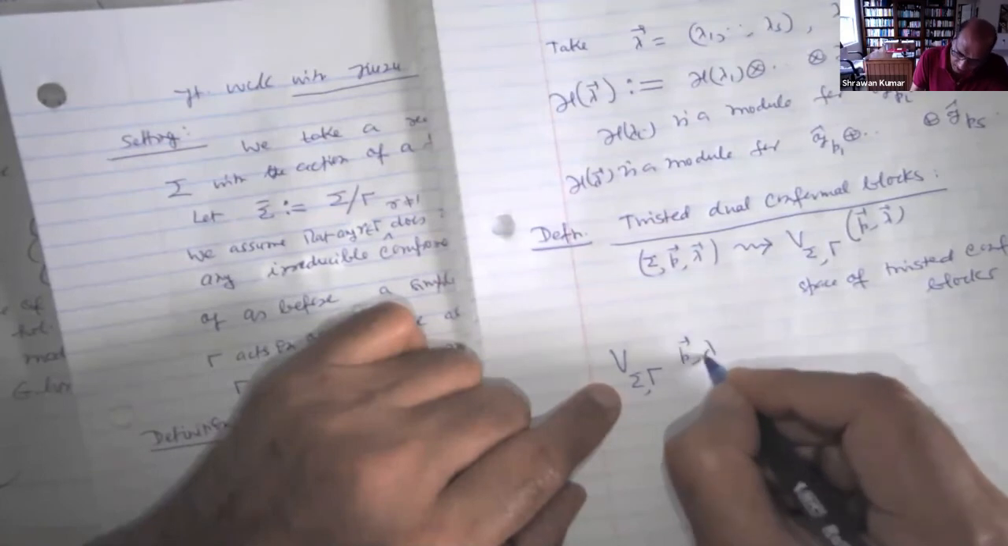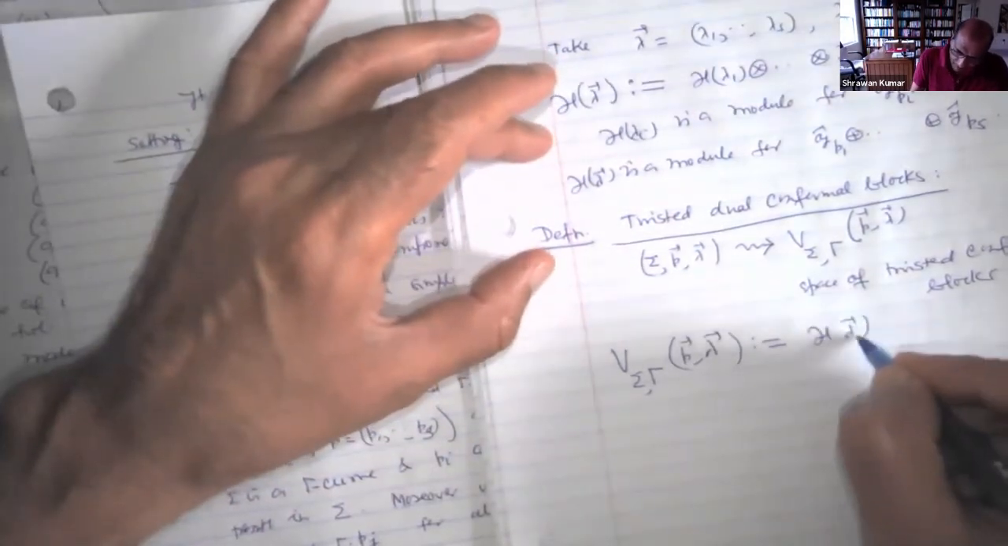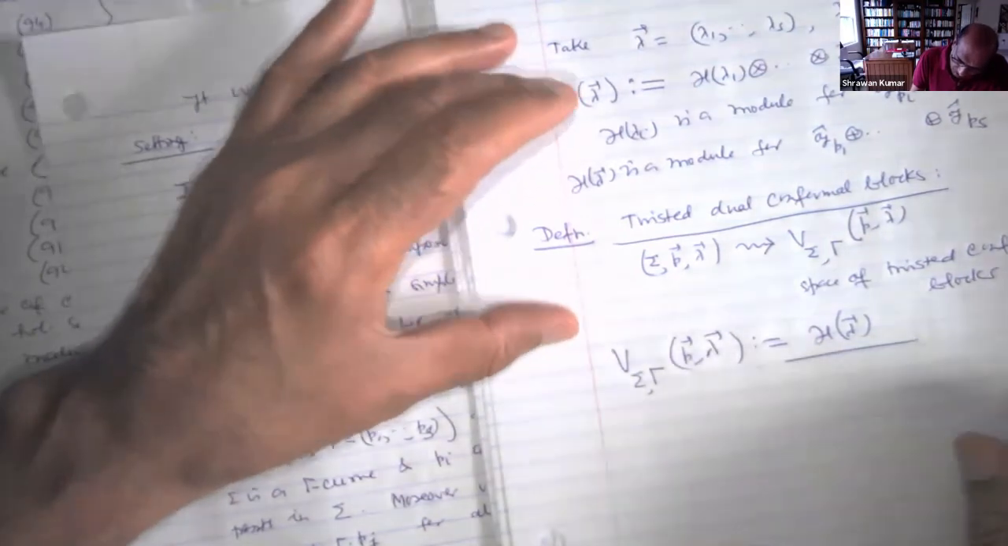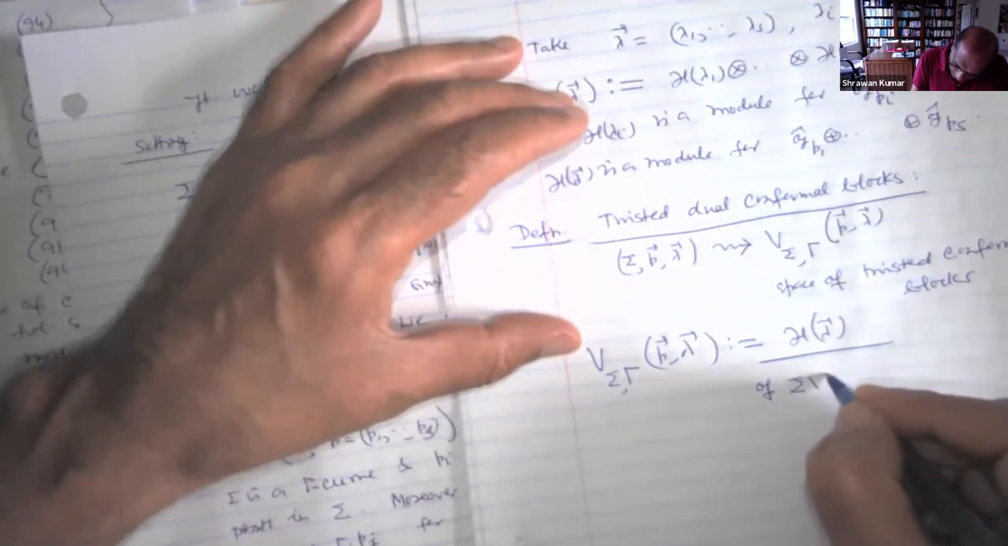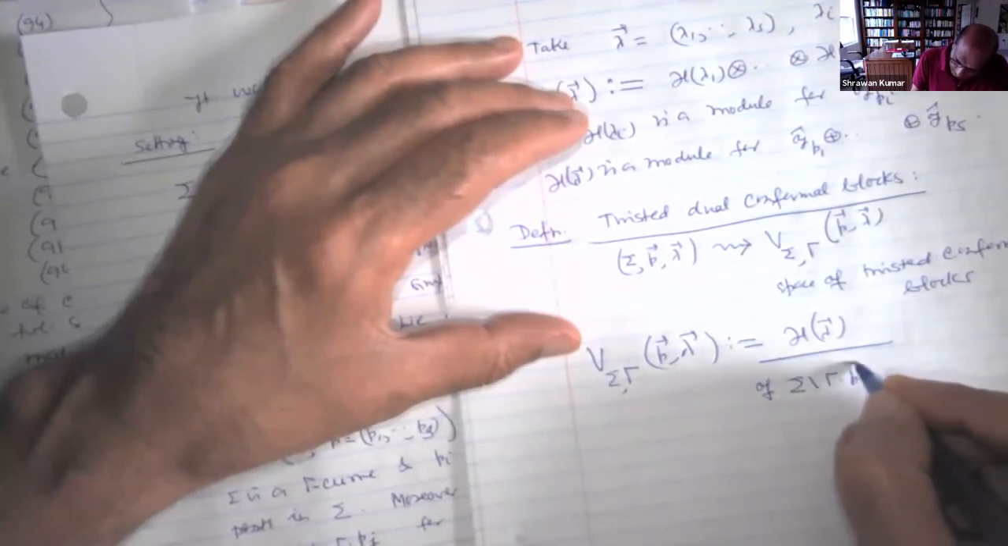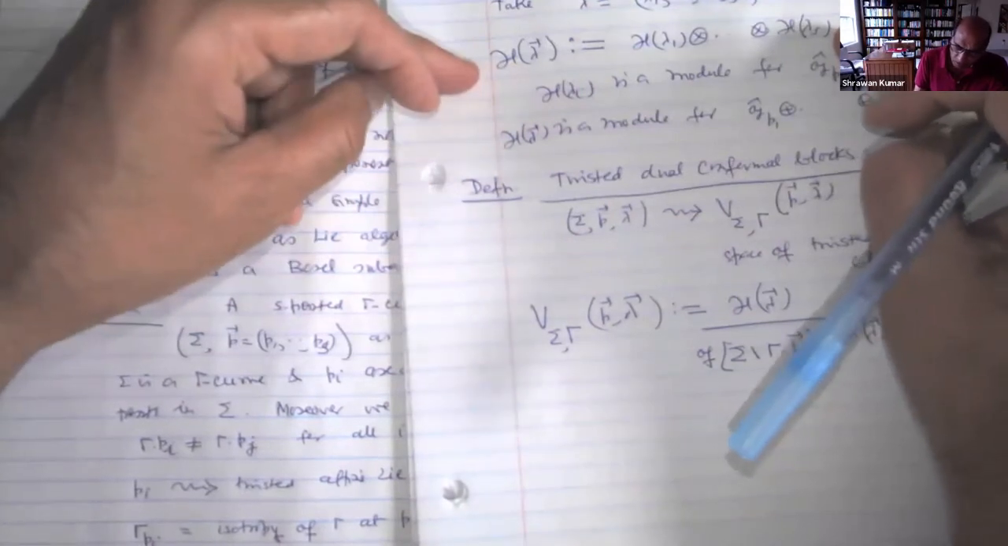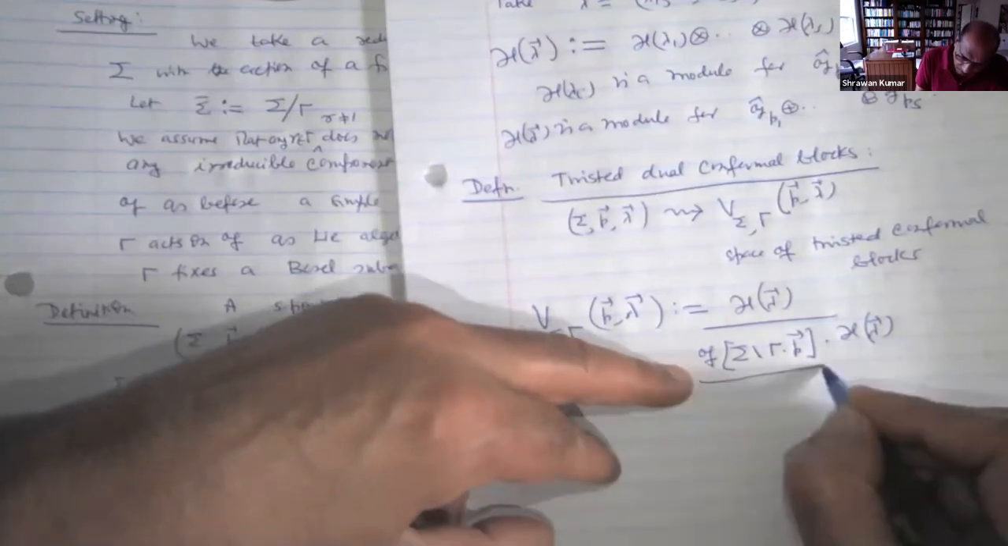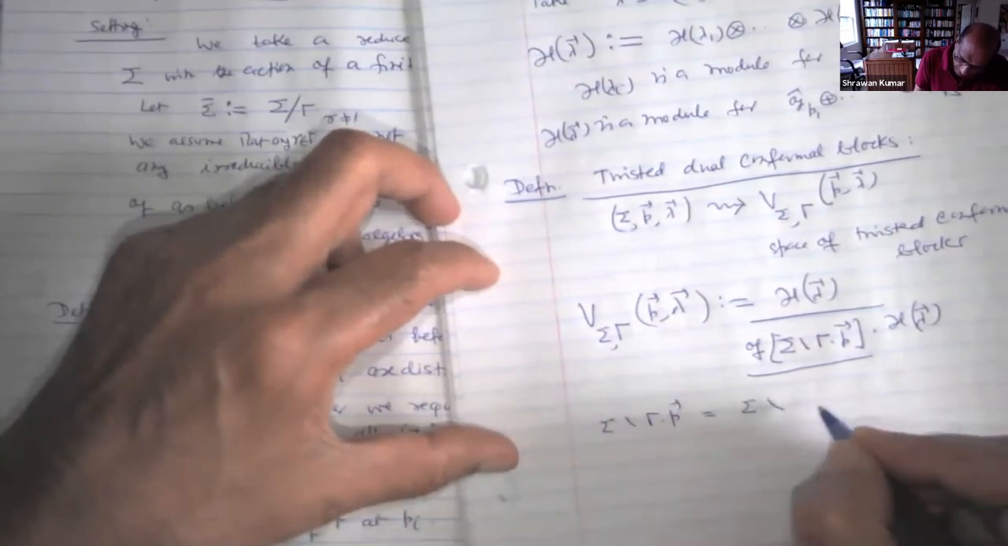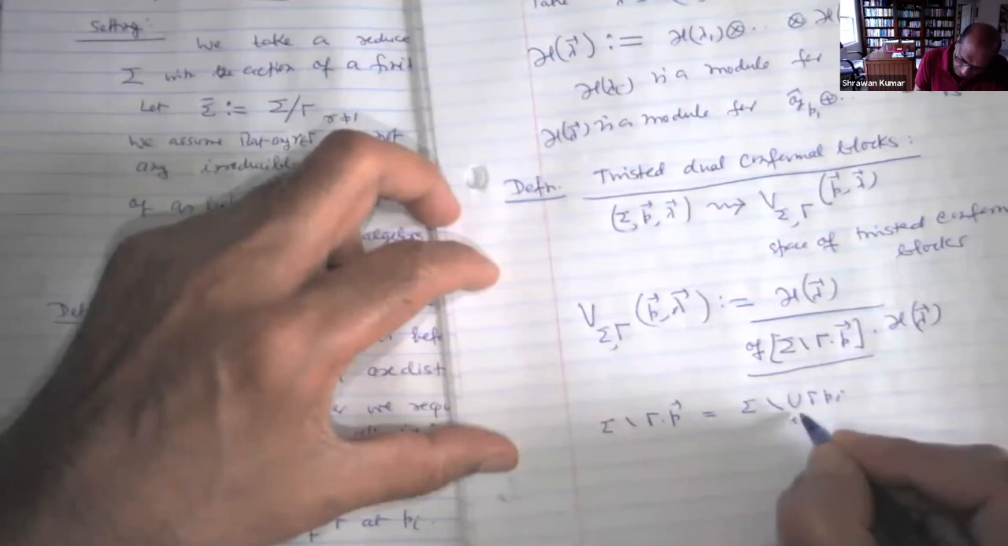So this is defined by taking H lambda, just as before. And now we take g sigma minus gamma P, I will explain that in a minute, acting on H lambda. So what are we doing here? We take this H lambda, which is the tensor product of these separate modules, and now we take the co-invariants with respect to this Lie algebra. So what is this? Sigma minus gamma P is nothing but sigma minus gamma P_i, with i from 1 to s.